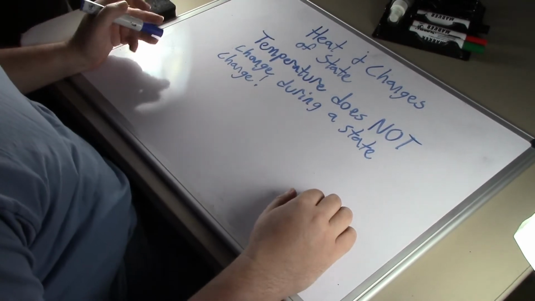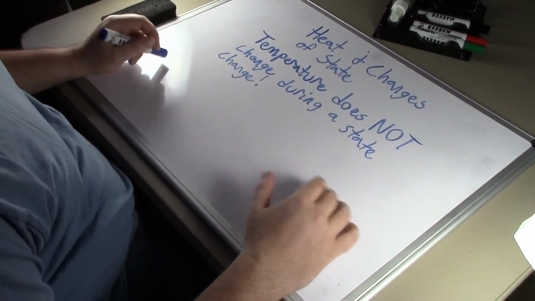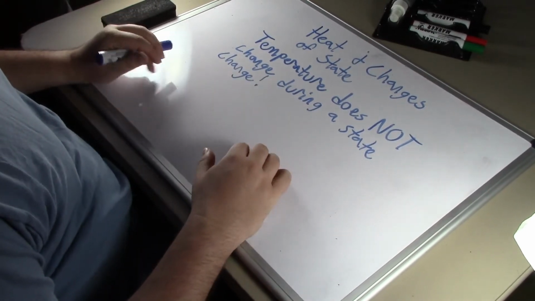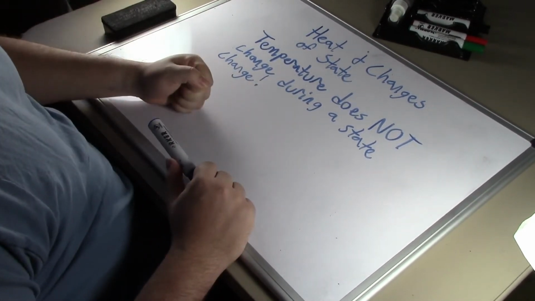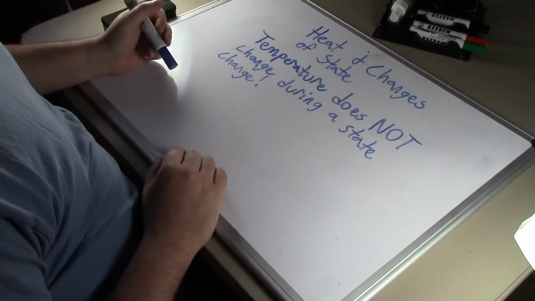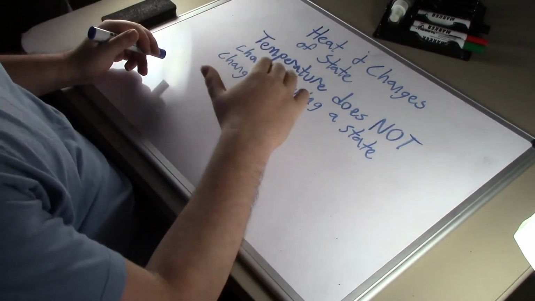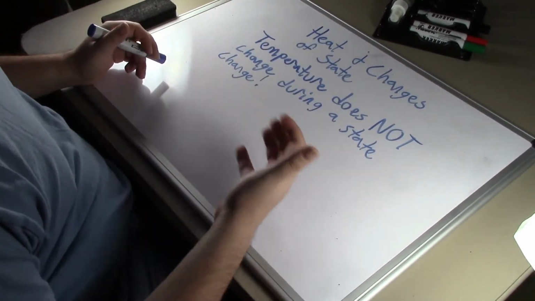Continuing with our discussion on thermochemistry, we are going to talk about heat and changes of state. So if you'll remember, changes of state are when something goes from a solid to a liquid, or from a liquid to a gas, or vice versa. One thing that's important to understand about this section is that the temperature does not change during a state change.